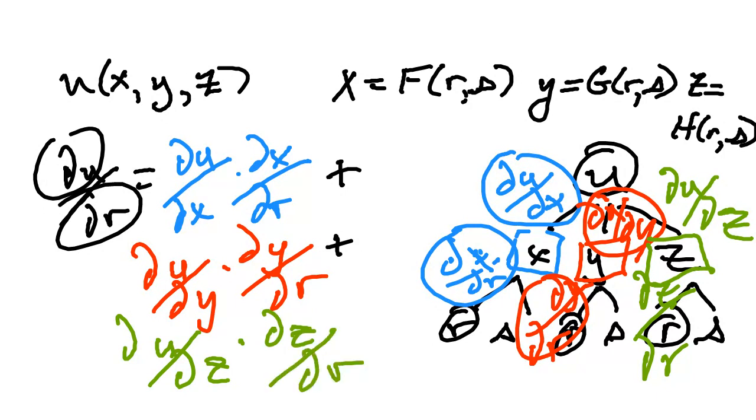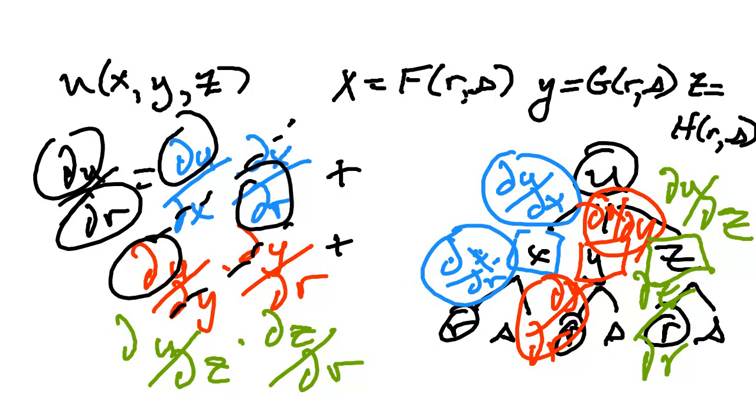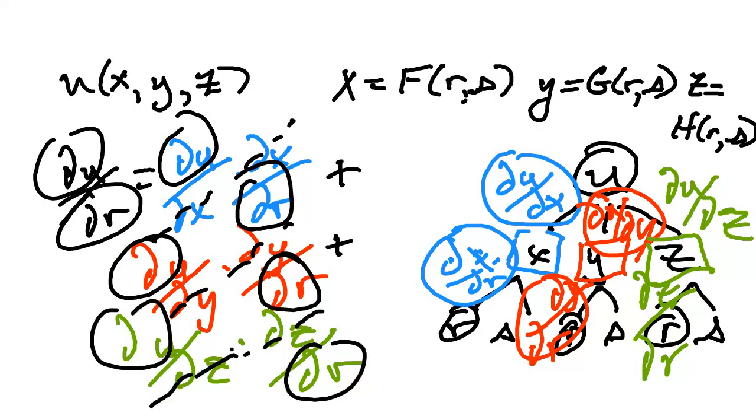Now, if you notice on all of these, those cancel out, and I've got my partial u with respect to r there. I've got my partial u with respect to r there. And I've got my partial of u with respect to r there. So that's the other way that you could do that, is just go ahead and split up utilizing the chain rule for each of those variables.